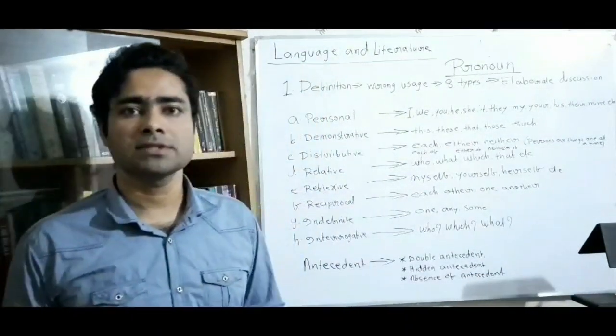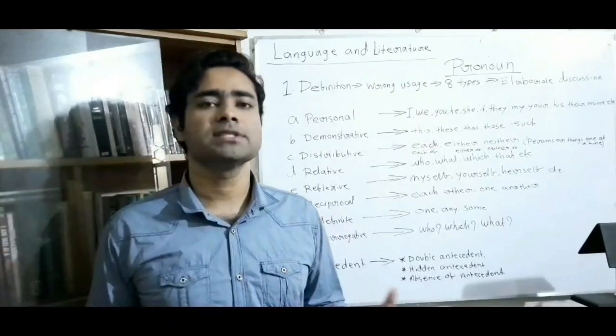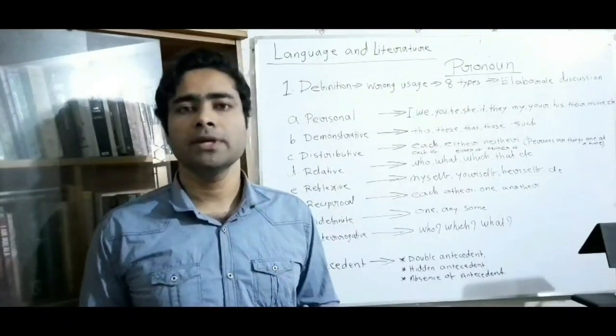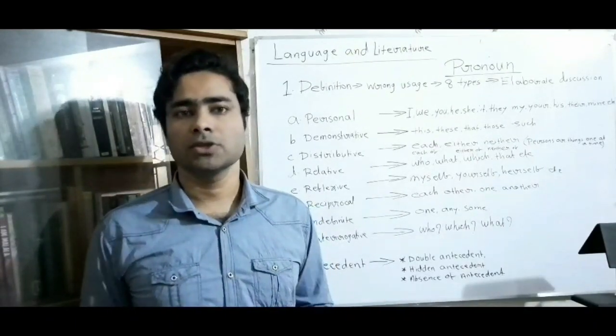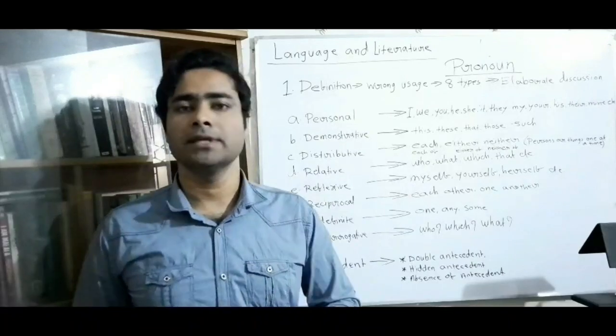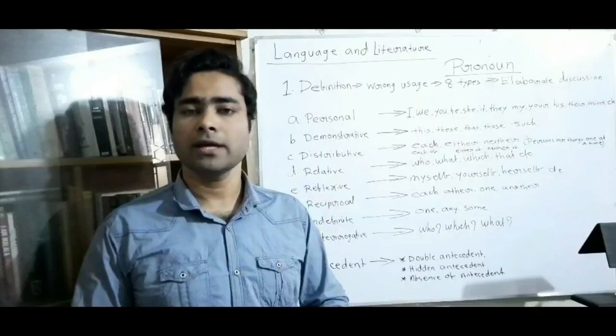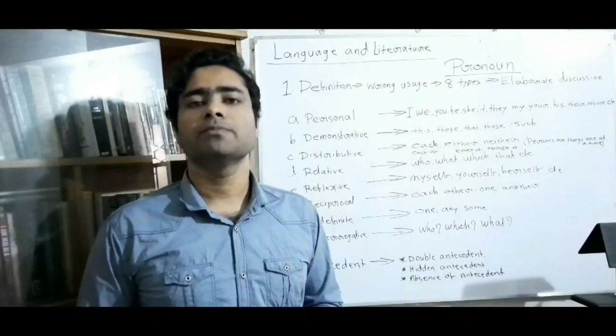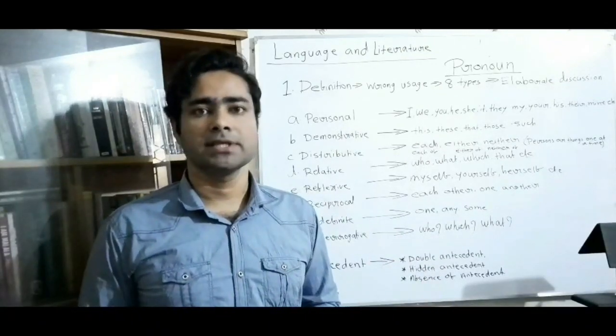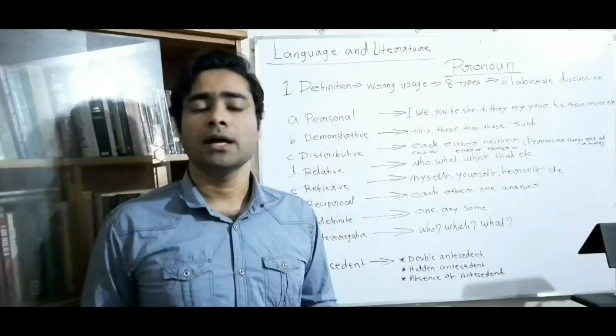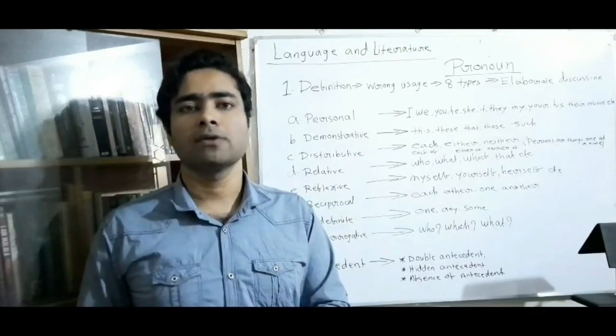Antecedent refers to such noun which is actually replaced by a pronoun. For example, Korim is a boy, he is a good boy. So Korim is the antecedent of he. So when we have double antecedents, that means when we have two nouns before a pronoun, we just make mistakes. In that situation, we have to mention the noun clearly.